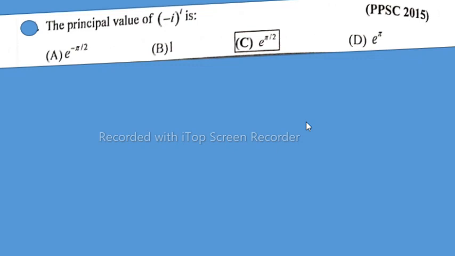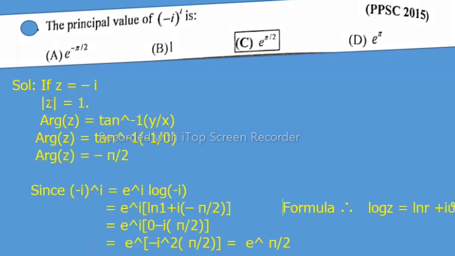In this lecture, I will solve Pakistan Public Service Commission 2015 MCQs, that is, the principal value of (minus iota) whole power iota. Solution: if z is equal to minus iota, then the absolute value of z is equal to 1. The argument of z is equal to tan inverse of y over x. So y is equal to minus 1 and x is equal to 0. So minus 1 divided by 0 is undefined, and tan inverse of infinity is equal to pi over 2, that is 90 degrees. So the argument of z is equal to minus pi over 2.